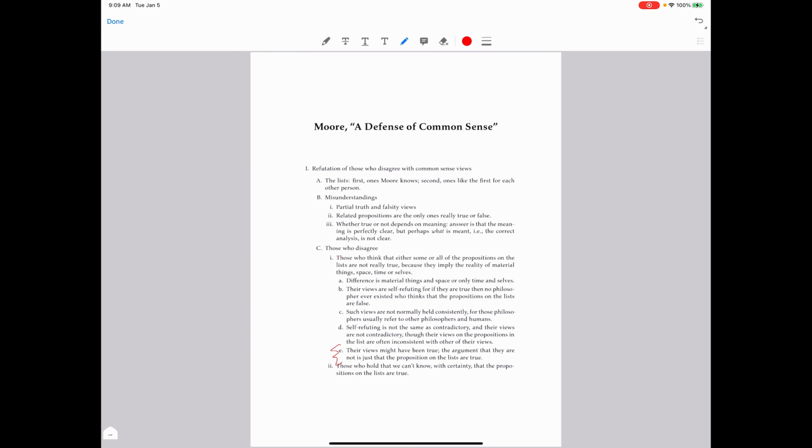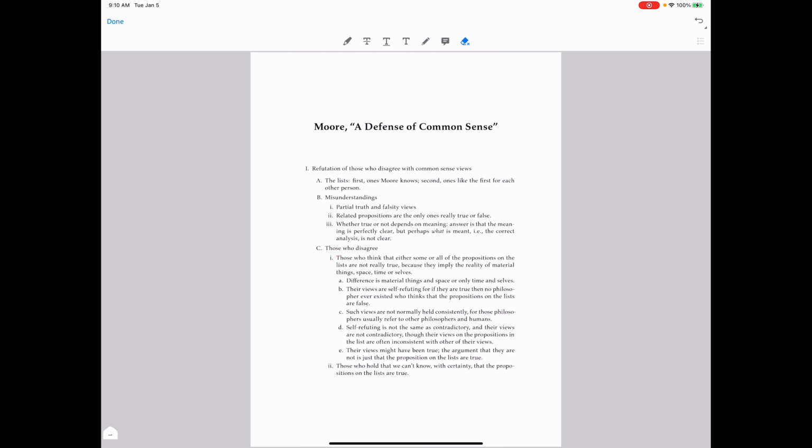There is some epistemic notion of what might have been true that is true of their views, because their views are not contradictory. So their views in some sense might have been true. They're at least logically consistent. The argument, however, that they are not true is just that the propositions on the lists are true. The propositions on the two lists that Moore starts with are in fact true, and that gives you an argument against the claims of the people who disagree on metaphysical grounds.